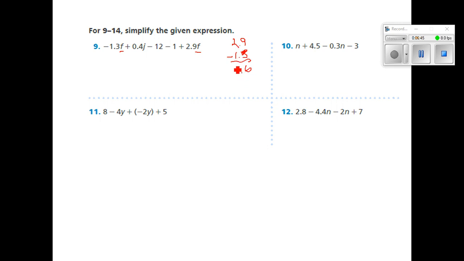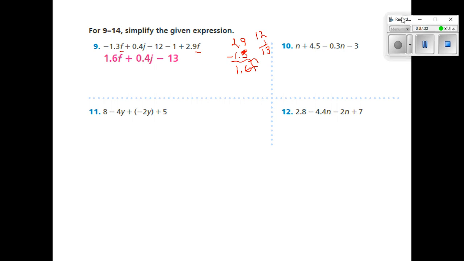2 minus 1, excuse me, is 1. So this is going to be 1.6f. There's no other j's, so this is going to remain 0.4j. And then we have negative 12 minus 1. That's going to be negative 13, because 12 and 1 make 13. They're both negative, so they're going to create a more negative 13. So my answer should be something like 1.6f plus 0.4j minus 13.